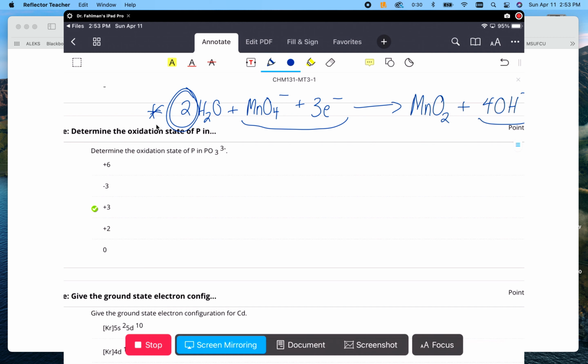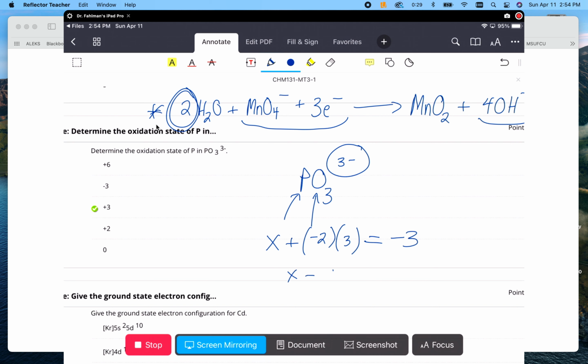Oxidation state of phosphorus, so PO3, 3 minus. So you can set up a little equation. If you know that oxygen is going to be minus 2, and you have 3 of them, and you know that the overall has to be a minus 3 charge, then just let that equal x. Okay, so x minus 6 equals minus 3. So that means that x has to be plus 3.